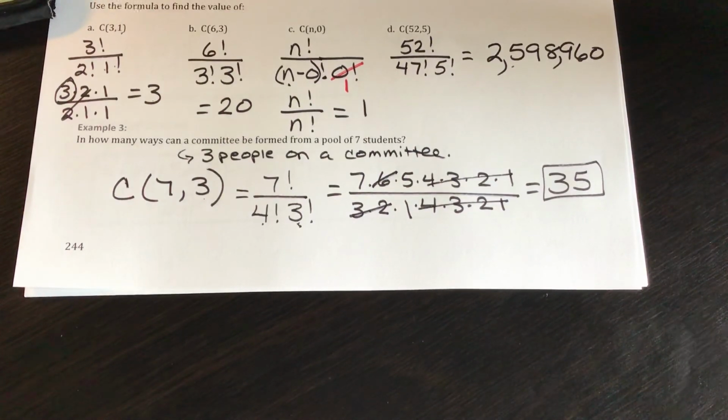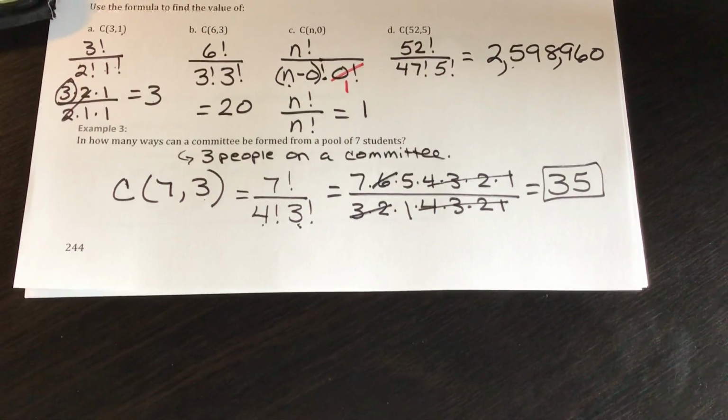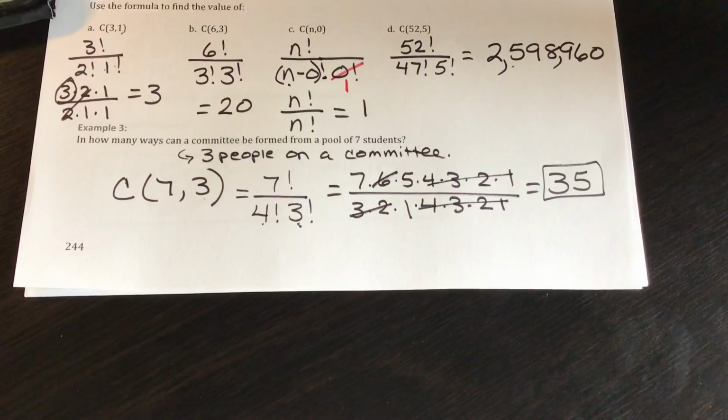All right, so you're going to have lots of practice on this. Make sure you know the difference between combinations and permutations, and that is, does it matter which order they're chosen in? If it does matter, it's a permutation. If it does not matter, it's a combination.